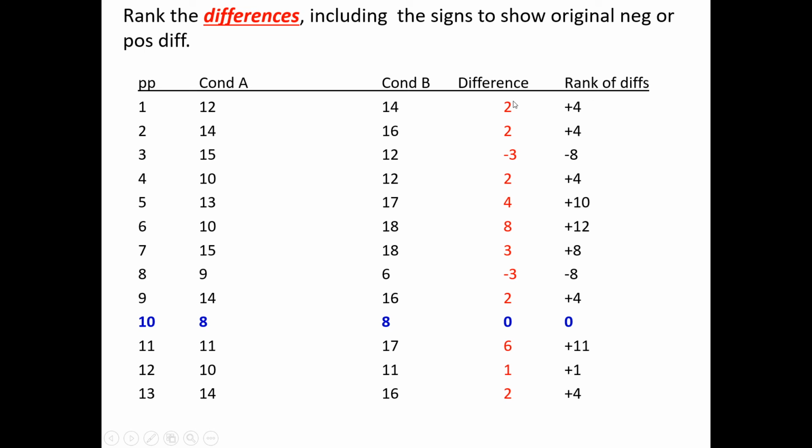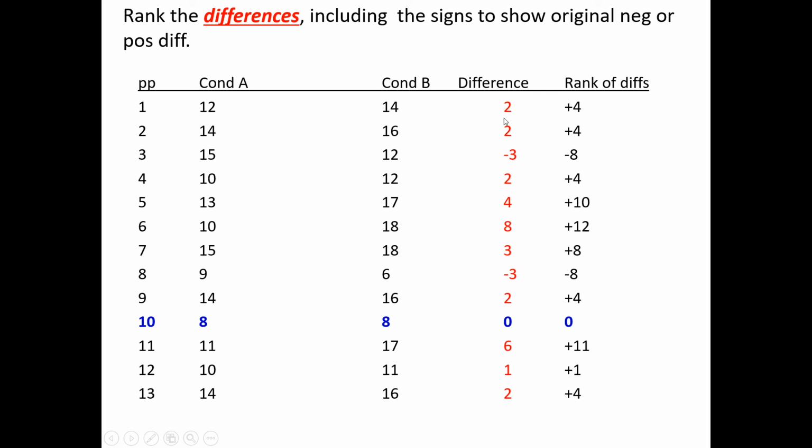Now we have these differences here, and we've ignored the 0 because it doesn't exist, and we have ranked, not the scores, we're not interested in them anymore, we're interested in the differences. Our lowest difference is 1. We give that the rank of 1, and look, we're keeping the signs. This one is a positive number, so it's +1. So we keep the sign.